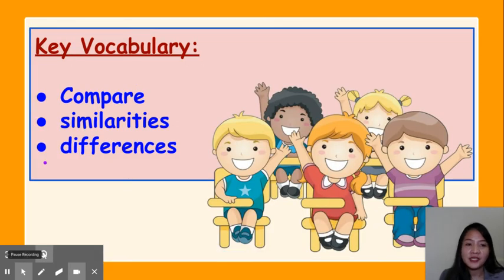Your key vocabularies are compare, similarities, and differences. Compare is a word that you have to remember to find which are common or the same between you and your friend, and differences are something that is not common or not similar between you and your friend.